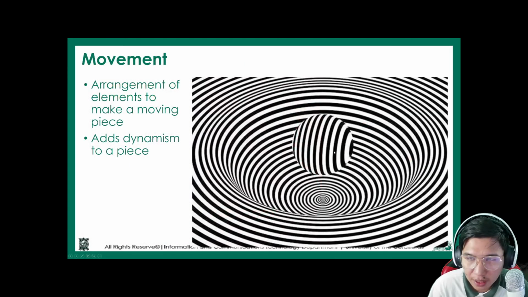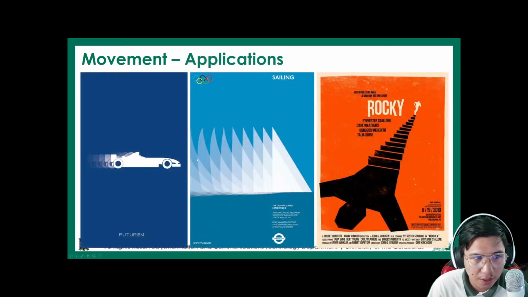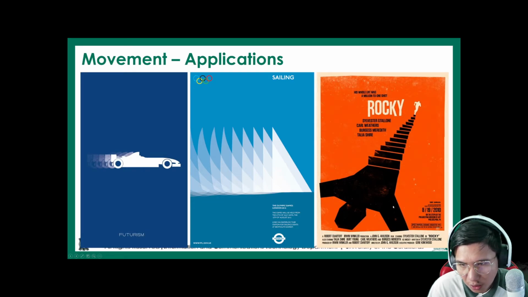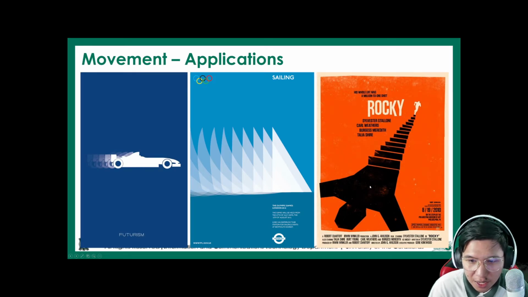Next is movement. Ang movement naman, it's actually the way on how you arrange the elements to make a moving piece. And it can add dynamism to certain piece. Ito. Diba? So, pagka naglagay ka ng parang effect na gumagalaw siya, yan. So, futurism, Olympic Games, London. So, this is sailing, pero nag-create siya ng parang gumagalaw. Same goes through with Rocky. Ito. Kay Sylvester Stallone. Para siyang stairs, para rin siyang footsteps yan na pinanggalingan niya to achieve greatness.